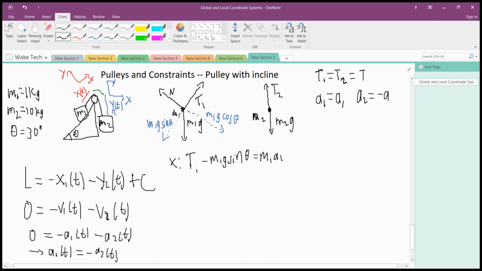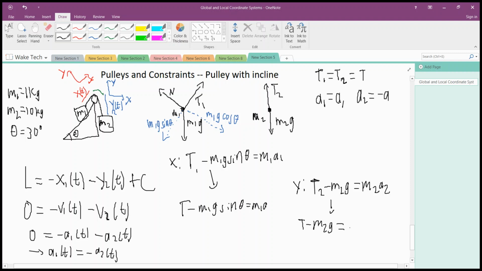And then for my blue coordinate system, I'm looking at mass m2. I'm writing out its equations in the y direction. And so I have up as positive, down as negative, and then I get m2a2. And then I can plug in my constraints, and I get T minus m1g sine theta is equal to m1a, and I get T minus m2g is equal to m2 times minus a, and I can divide by minus 1 on both sides to get the expected m2g minus T equals m2a.